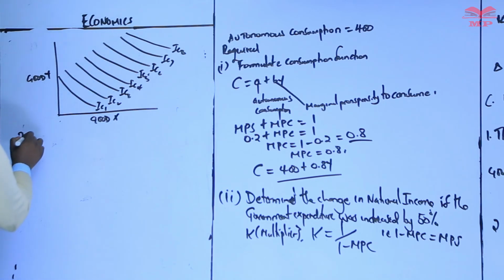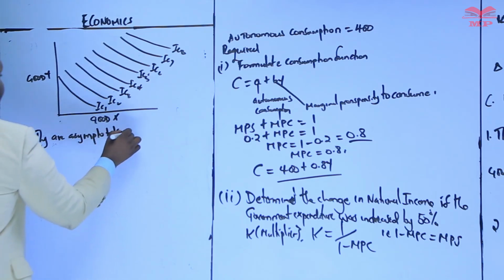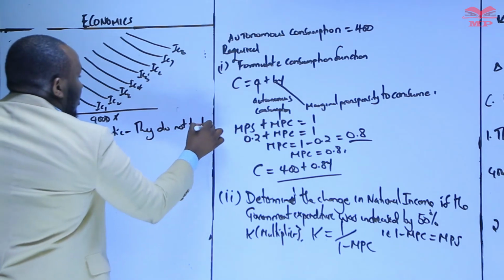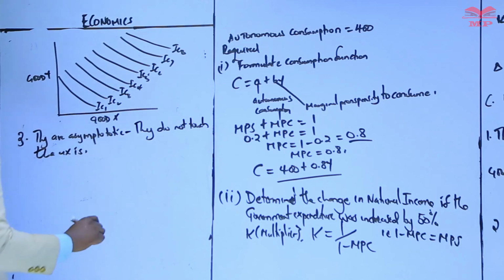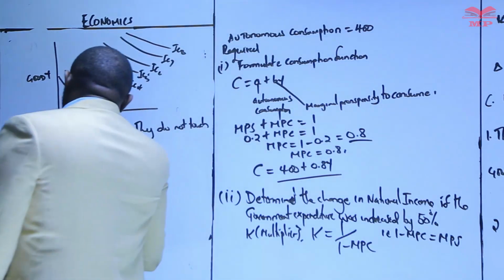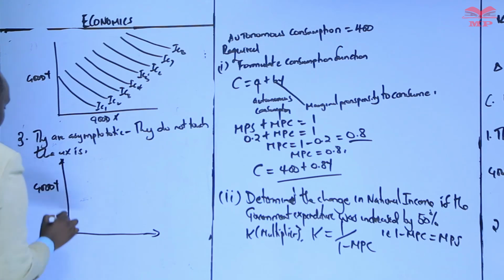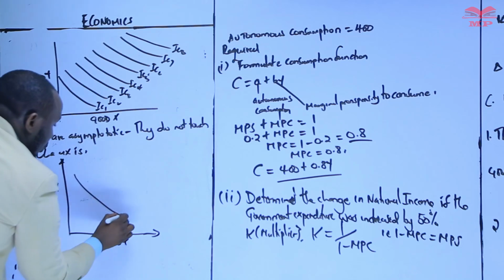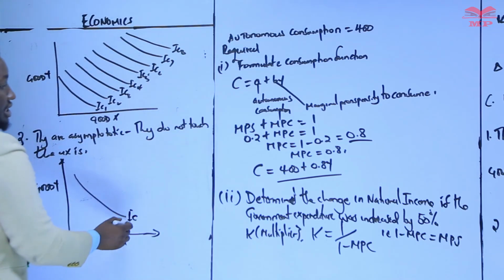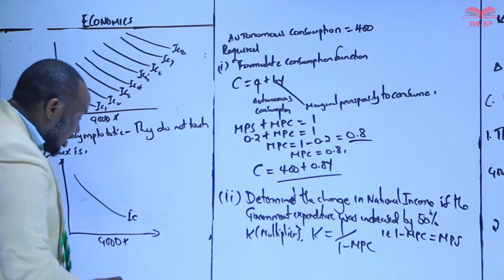Number 3, we call it that they are asymptotic. That is to say that they do not touch the axis. When you say they are asymptotic, they never touch the axis. So if you draw that, we have good y and good x, and we can see that these ICs don't touch the axis. Indifference curves are asymptotic.